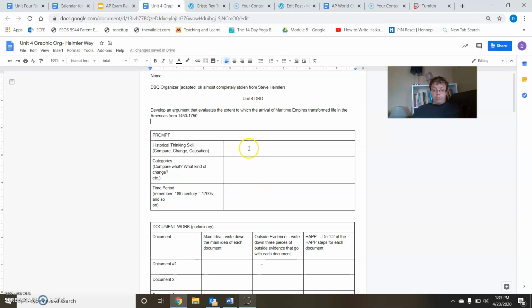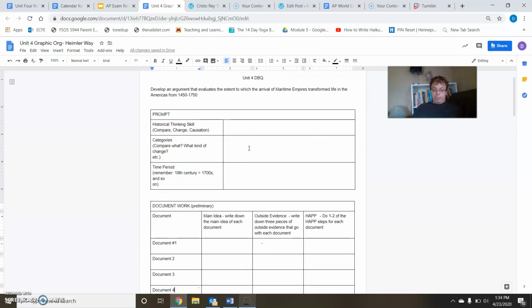So first, you need to find the historical thinking skill. What is the skill that you would choose to write? Maybe there's more than one you could possibly choose. Then put down the categories. What exactly are we looking at here? What are we really supposed to be focusing on? I think I see transformed life in there. So put some things down there that you could write about. And lastly, time period. Write that down. Time period and maybe topic could go there as well. Just basically dissect this prompt. Take a moment and ask, what are you supposed to write about?